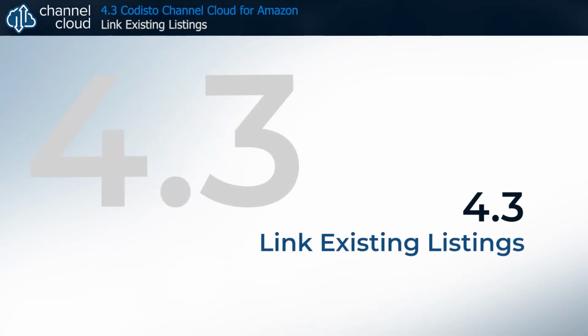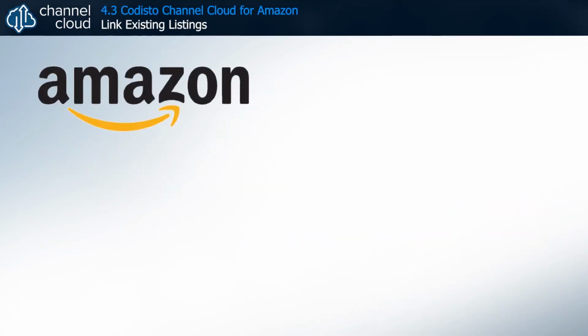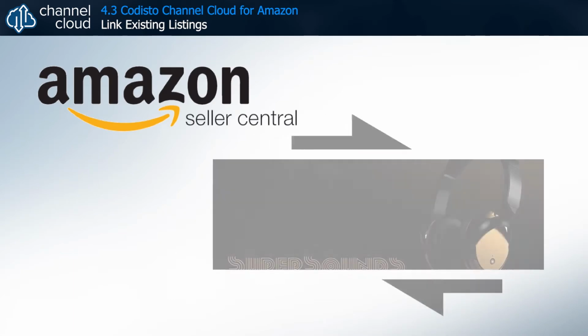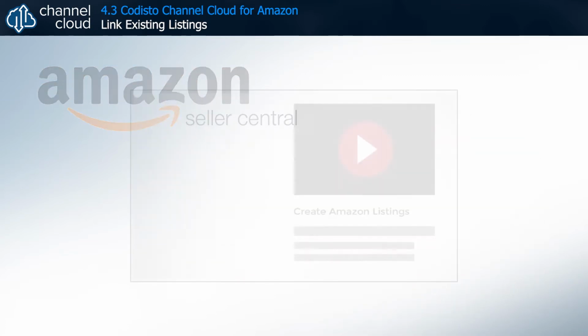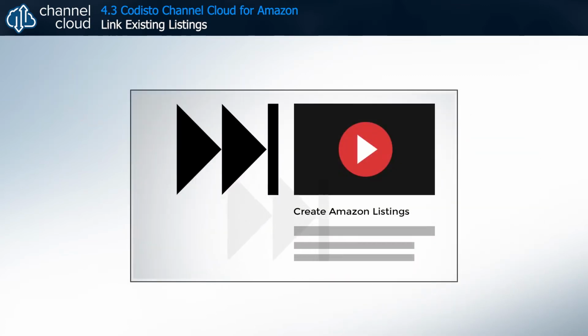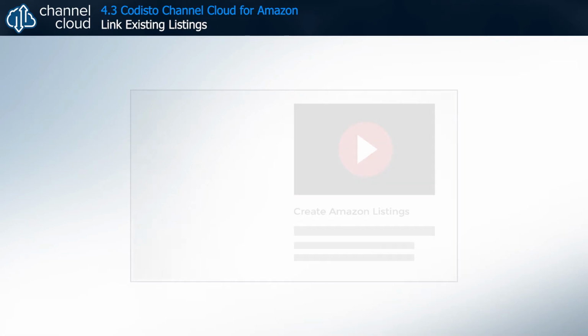If you have products that you have already created offers or listings for on Amazon using your Amazon Seller Central account, you can sync these with their corresponding products in your store catalog with the Link Existing Listings view. If you are new to selling on Amazon and have not already listed any of your products in the Amazon Seller Central, please skip ahead to the next videos in this module.